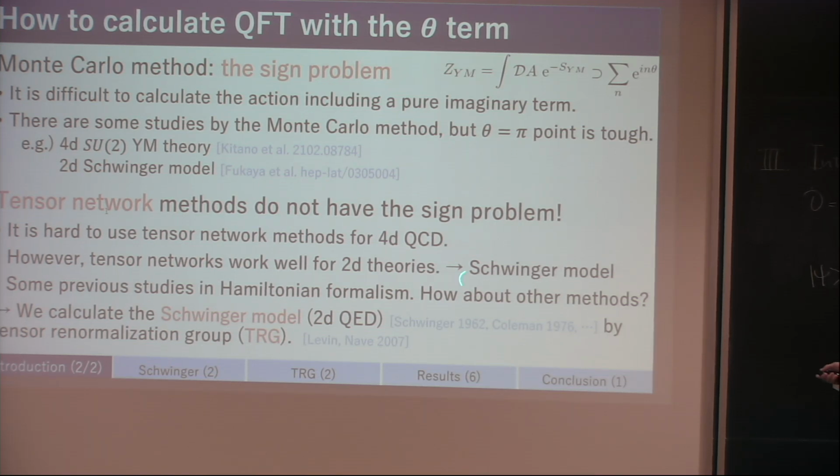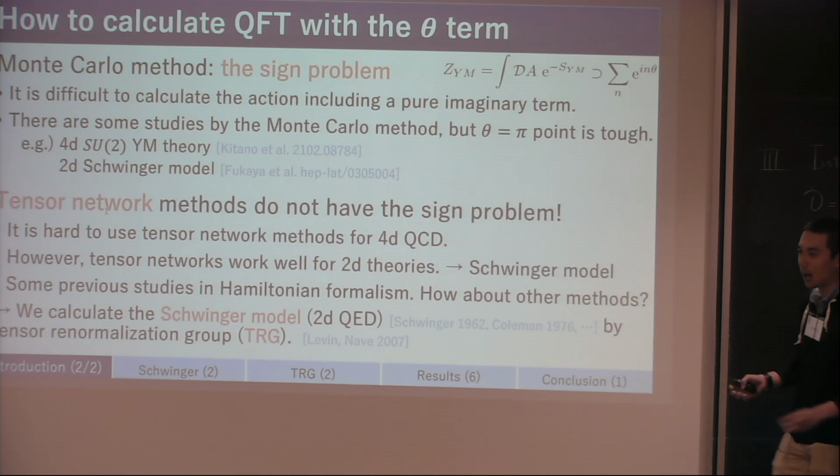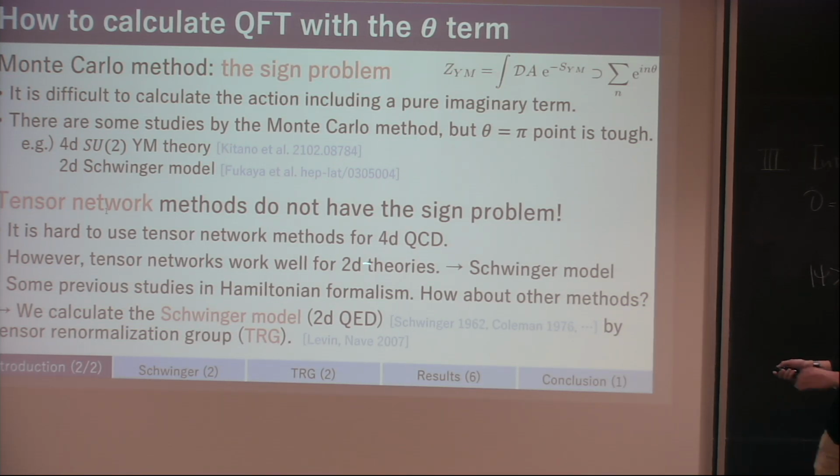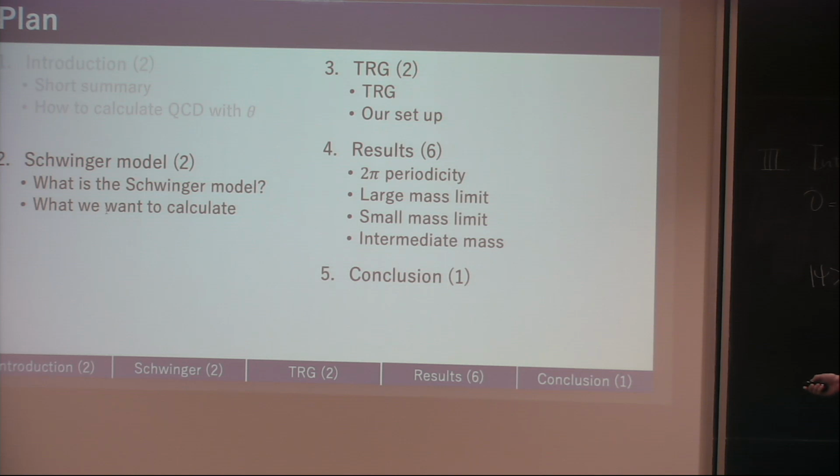So in this talk, I will focus on the Schwinger model. This is 2D QED. There are some previous studies in the Hamiltonian formalism, including works of the Princeton people, but I will use a tensor network method in the Lagrangian formalism. So I will use a different method to calculate this model. Okay, this is my talk plan.